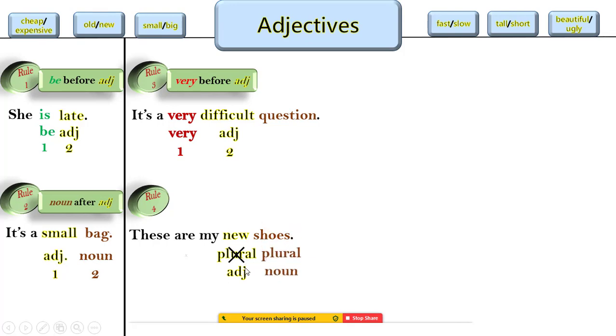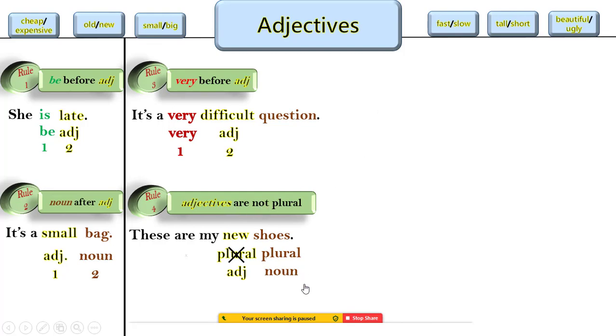Okay, so we have here the adjective are not plural. So adjectives are not plural. I don't write news, shoes. No. Always in English, adjectives are not plural. Okay? And these are the rules. Rule number one again, verb to be before adjective. Rule number two, noun after adjective. Rule number three, very before adjective. And rule number four, adjectives are not plural.